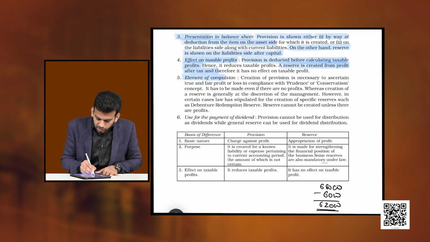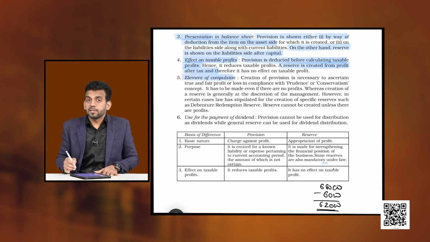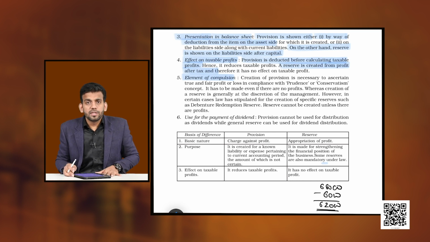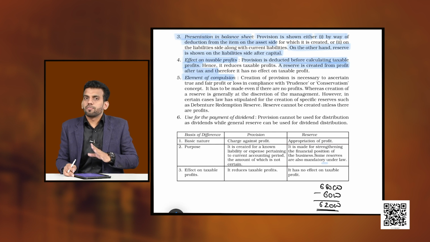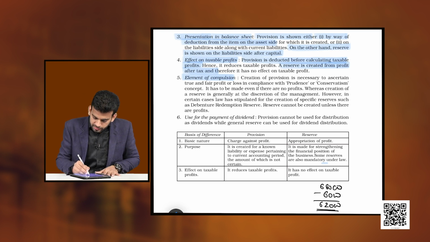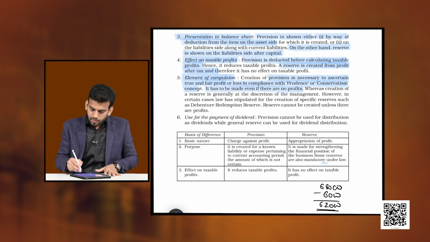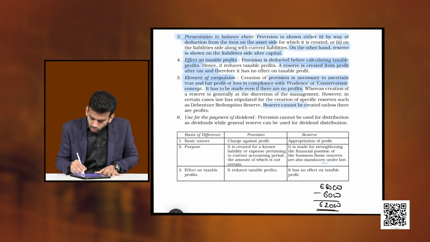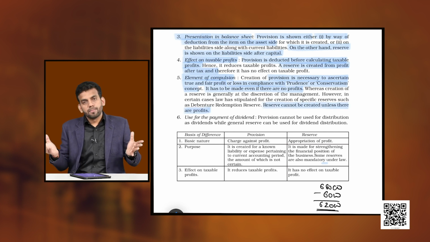Then we have the element of compulsion. As we have discussed, provision is a charge. The provision is compulsory, but reserve is a part of profit. That is conditional. If there is a profit, there would be a reserve. Otherwise, no. Provision is necessary to ascertain true profit. So there is compliance with prudence. It has to be made even if there is no profit, compulsory. And reserves cannot be created unless there are profits.